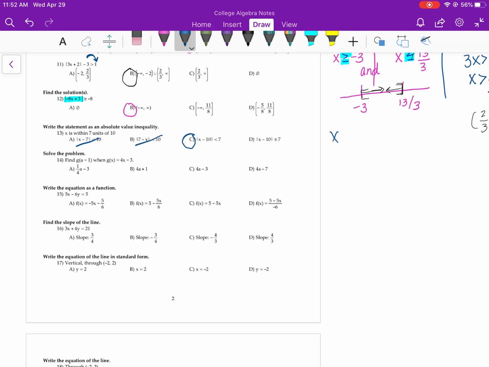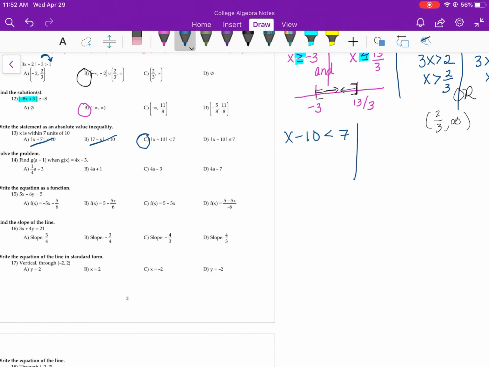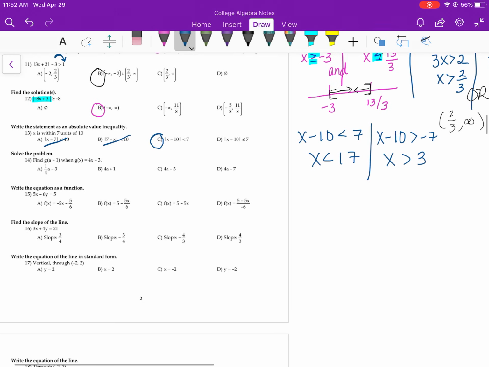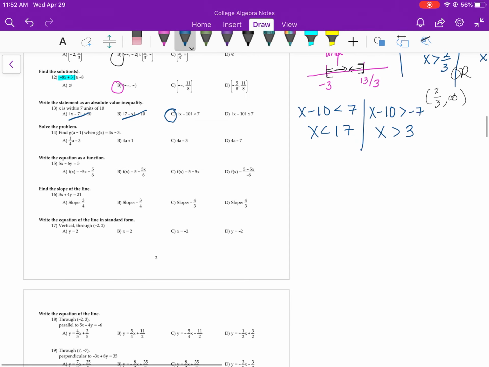Now if you want to check yourself, like I just did earlier, I should get 17 and 3. And I do. So now I'm convinced that C is correct. All right, number 14.